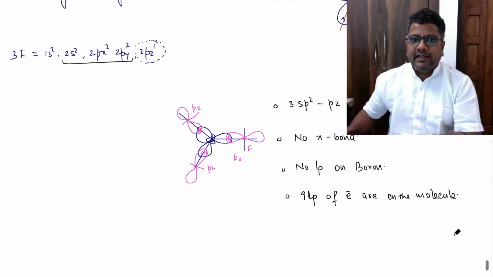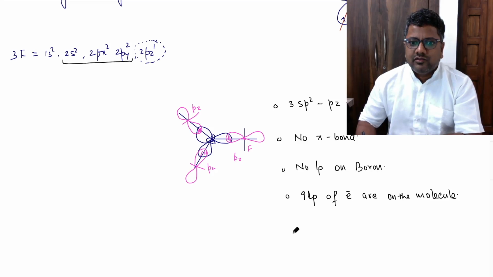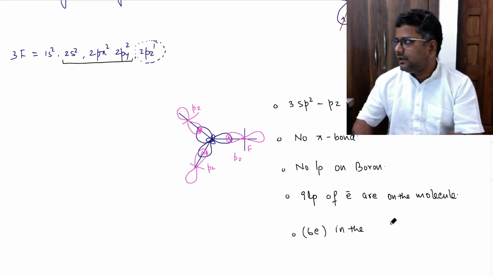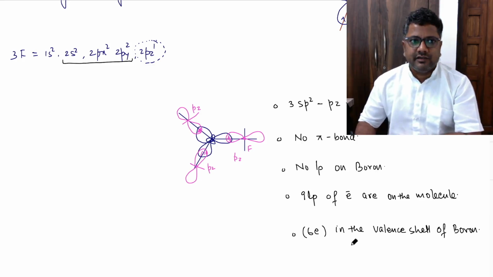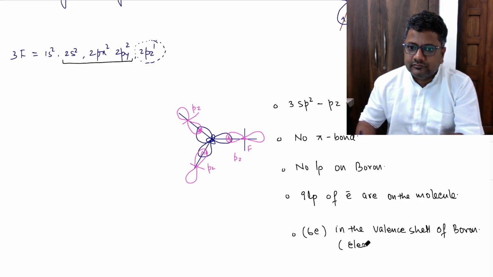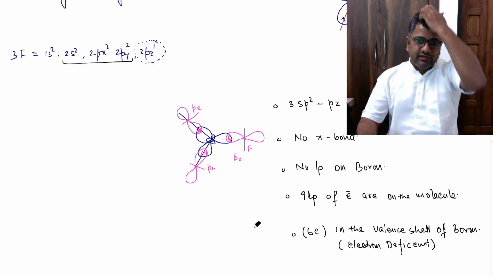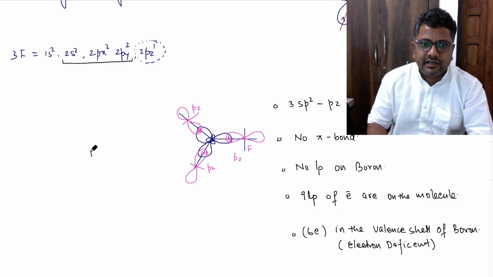How many electrons are there in the valence shell of boron? So only 6 electrons are there in the valence shell of boron. Boron means it is electron deficient, right? So this molecule is electron deficient. How can this be represented?